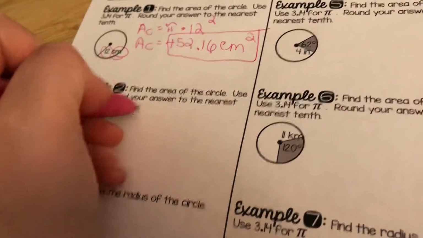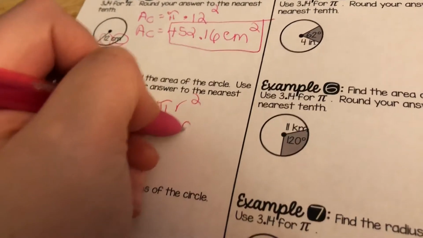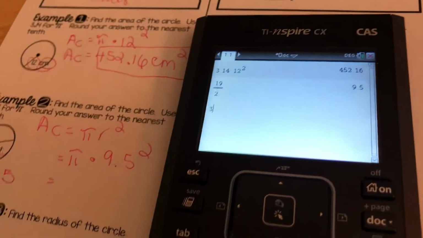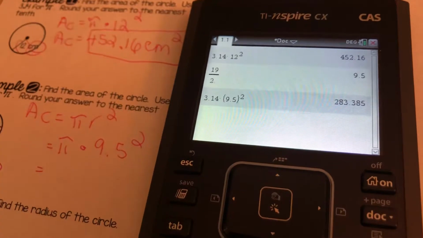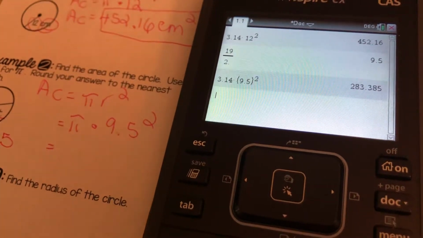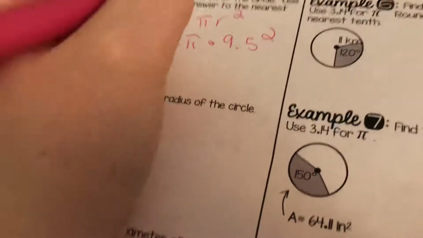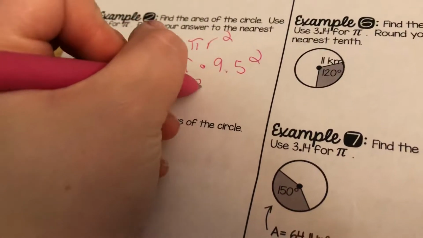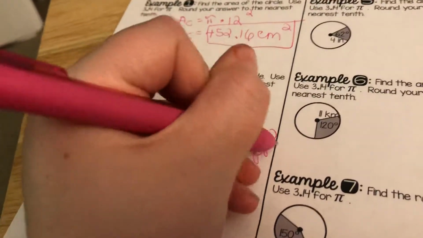All right, so now with this, we're going to do the formula. So area of a circle, pi r squared. So pi times 9.5 squared. So we're going to type it in the calculator: 3.14 times 9.5 squared. And that gives us 283.39, because this 5 rounds this 8 up. So we're going to say 283.39, and we can't forget our label. So we're going to say feet squared.